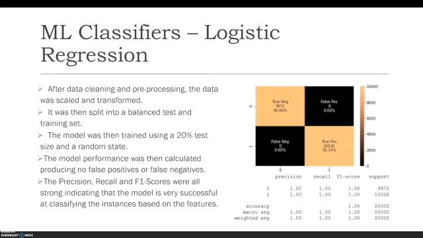The model was trained using a 20% test size. The data was divided in the ratio of 80% train to 20% test. While calculating the results, it was found that there are no false positives or false negatives in the dataset. The precision, recall, and F1 scores are all strong, indicating that the model is very successful at classifying the instances based on the features. This can be seen in the image on the right.